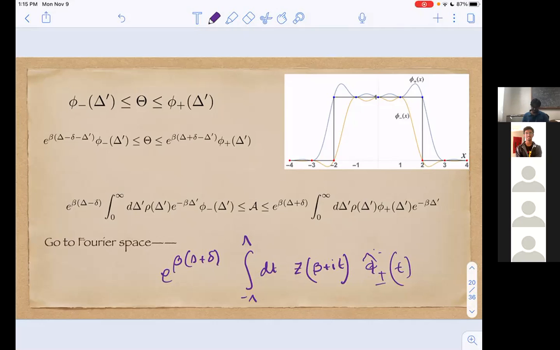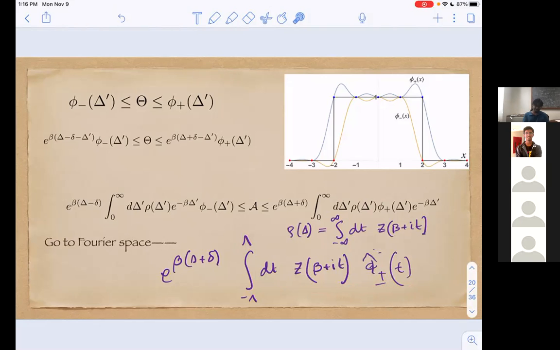So now you can clearly see. Compare this expression with the naive expression, where we had rho of delta as an integral from minus infinity to plus infinity dt z of beta plus it. In the naive expression, t is integrated from minus infinity to plus infinity. But now here we have these functions phi plus minus hat of t. If I choose my original functions so that the Fourier transform has compact support, or bounded support from minus lambda to plus lambda, then I will be able to control this integral.